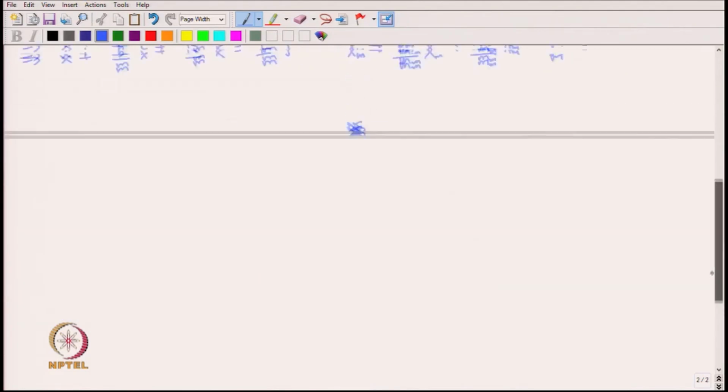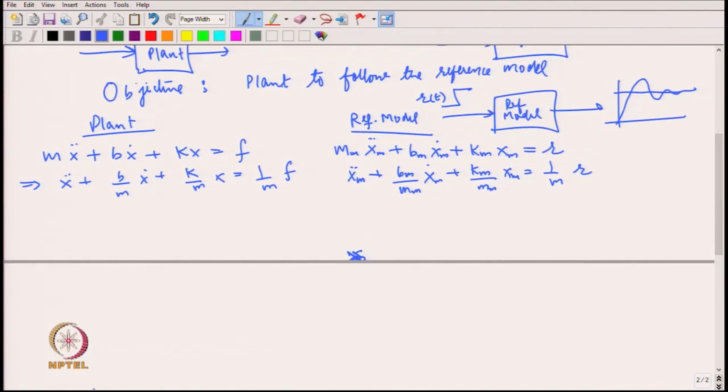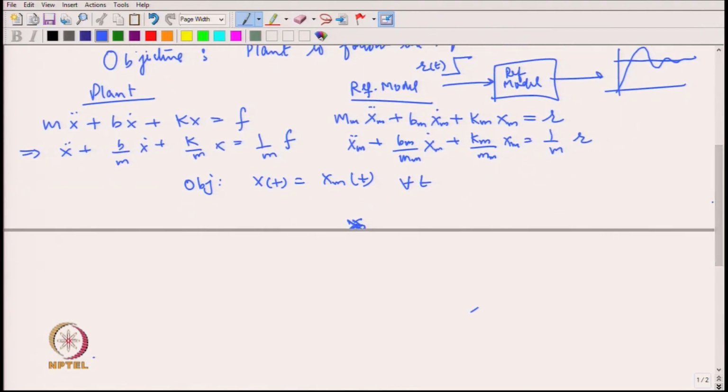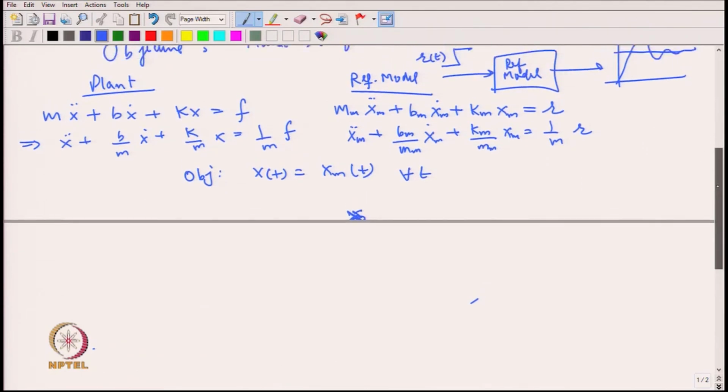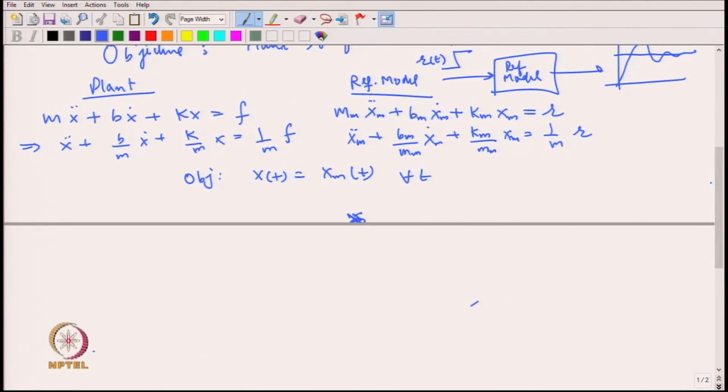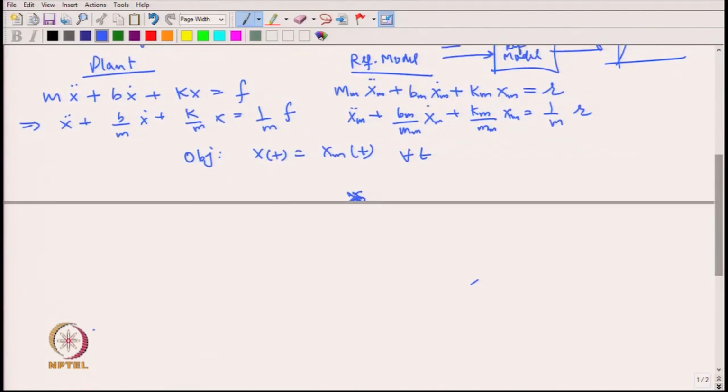Now of course the objective is for the plant to follow the reference model, that is mathematically given as so. The objective here is for x of t to be equal to xm of t, right, for all time. If that is possible, that's the best thing that can happen, because we would like the plant to exactly follow the reference model. If the position of the plant mass is exactly equal to the position of the mass of the reference model for all time, that will solve the problem.